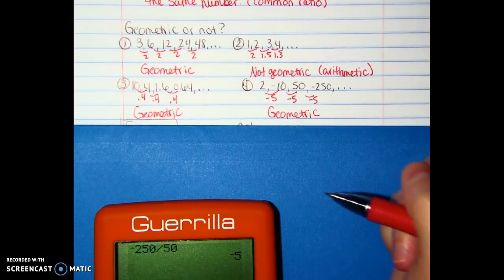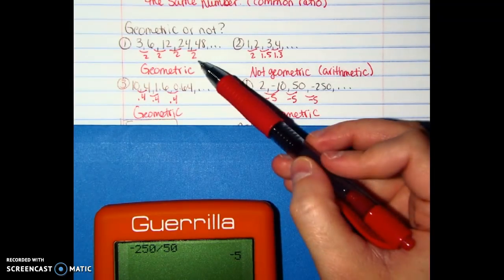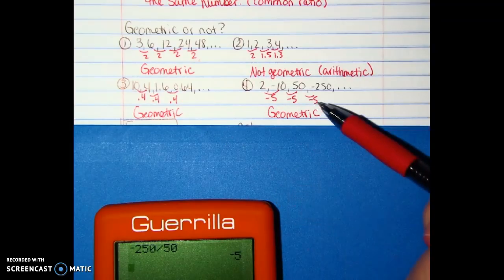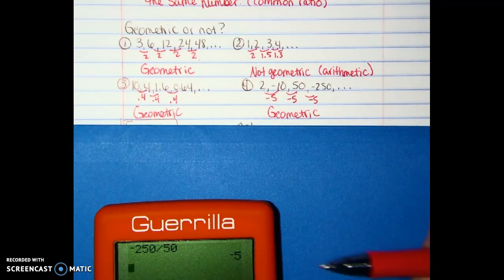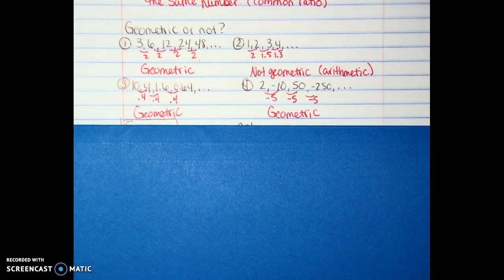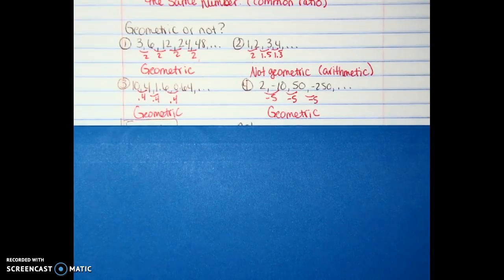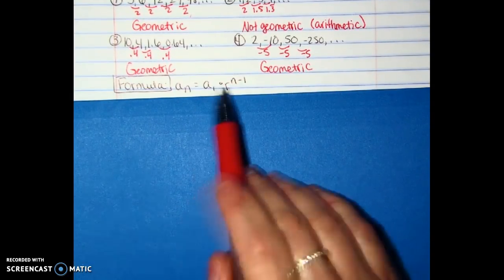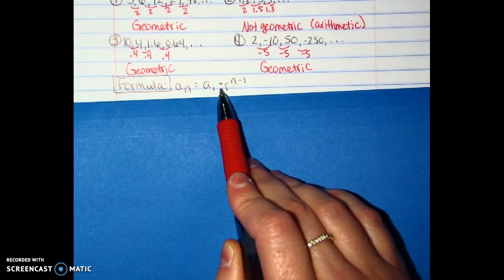So when you're doing this, the common ratio could be just a regular whole number, it could be a decimal, it could be a negative number, it could even be a negative decimal. Okay, so it can kind of be a little bit of everything. Okay, let's look at the formula for geometric explicit. It's very similar to arithmetic explicit. The only thing different is now we're multiplying here instead of adding.